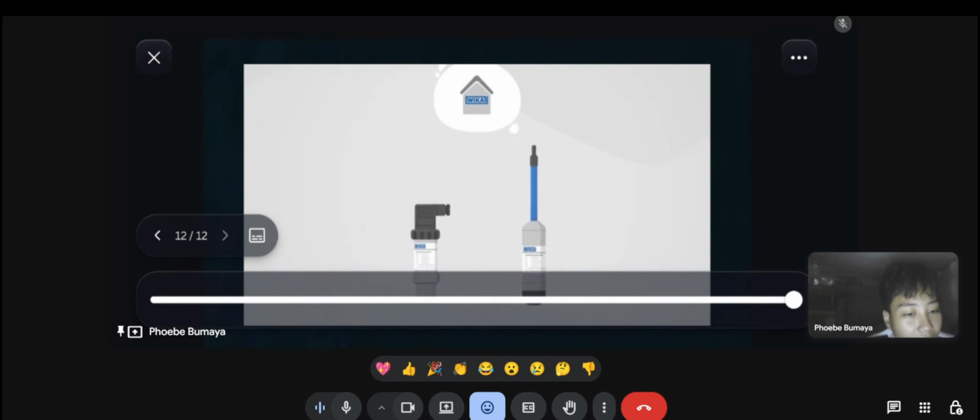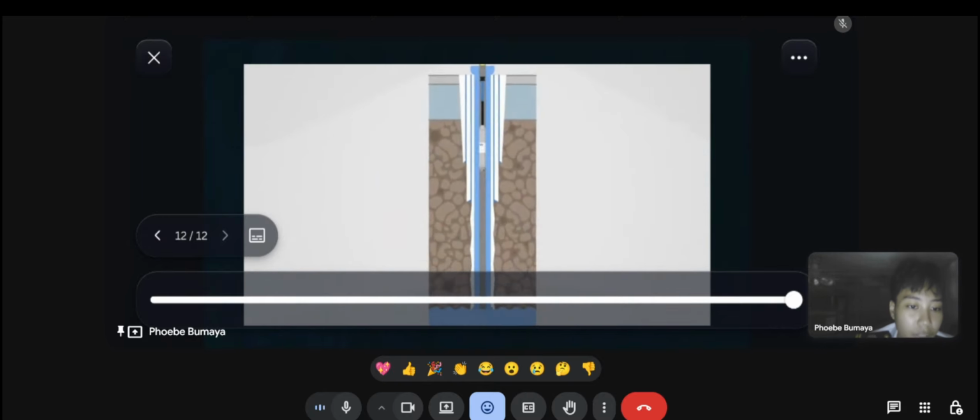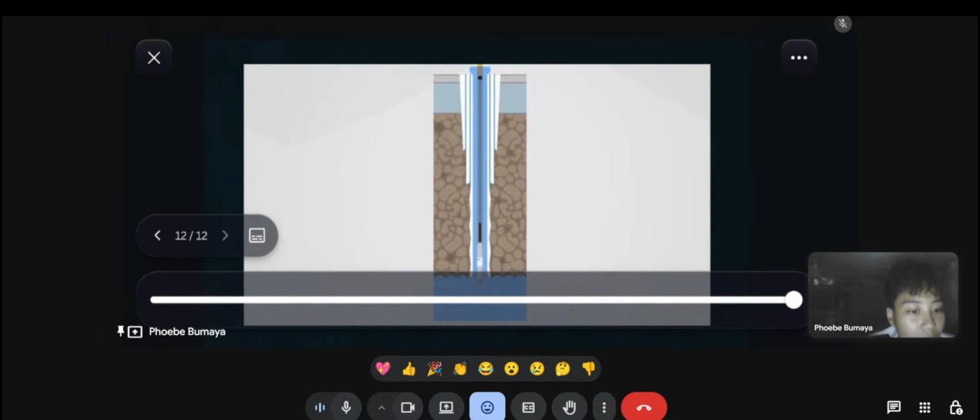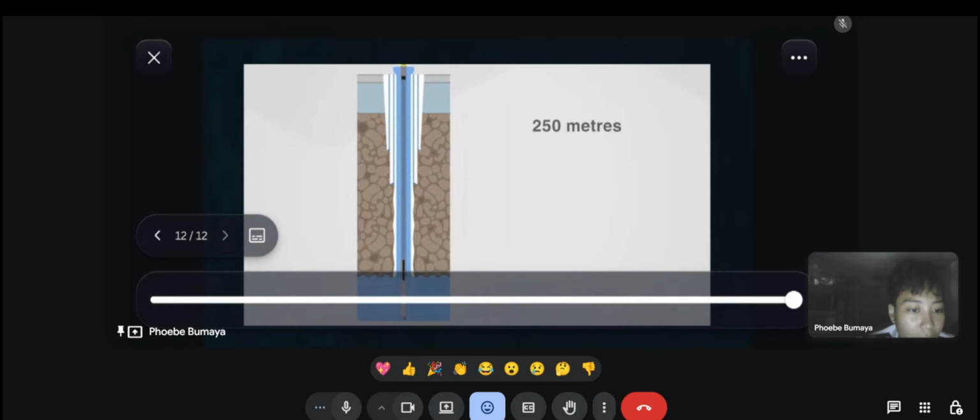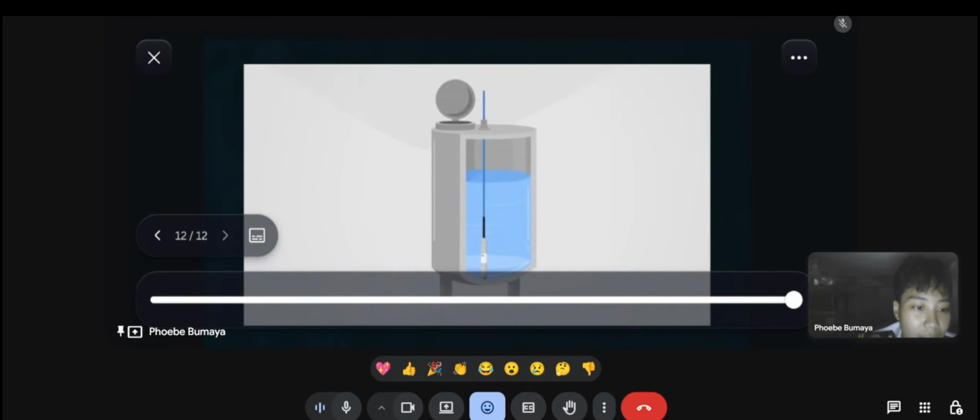WIKA offers a variety of solutions for hydrostatic level measurement. The most commonly used solution for this case is the submersible pressure sensor. It can be installed without major effort, reaches filling heights or depths of 250 meters, and is extremely low maintenance.